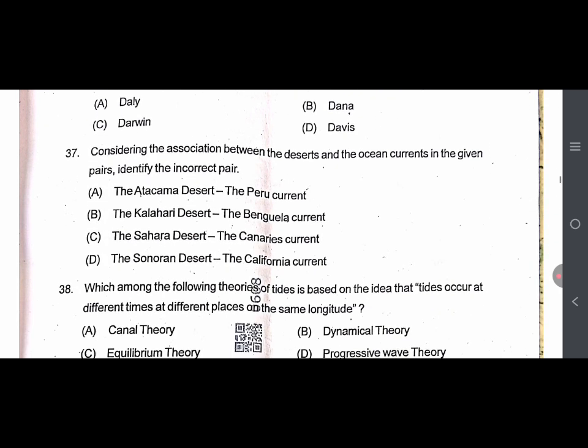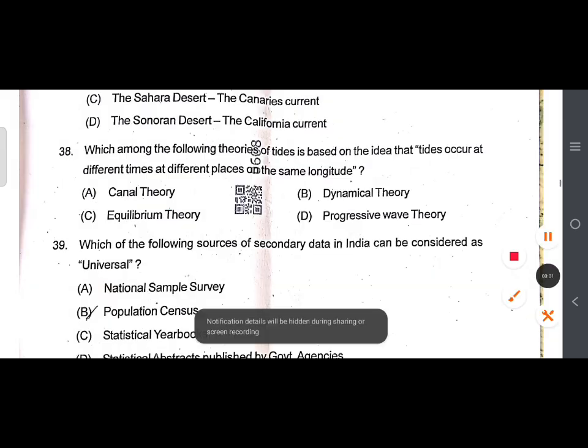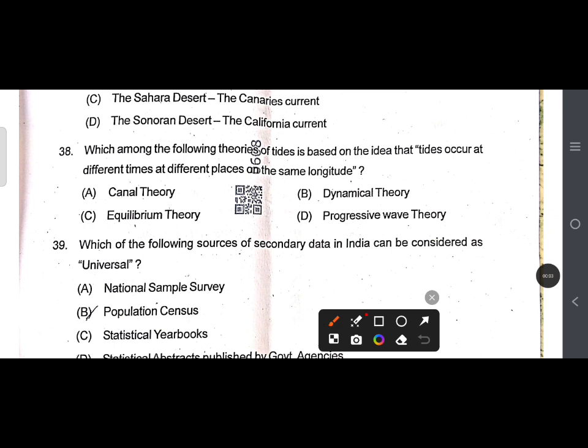Question number 37. Considering the association between the desert and the ocean current in the given pairs, identify the incorrect pair. ठीक आंसर टी हबो ऑप्शन डी. Question number 38. Which among the following theories of tides is based on the idea that tides occur at different times at different places on the same longitude? ठीक आंसर टी हबो ऑप्शन ए कैनाल थ्योरी.